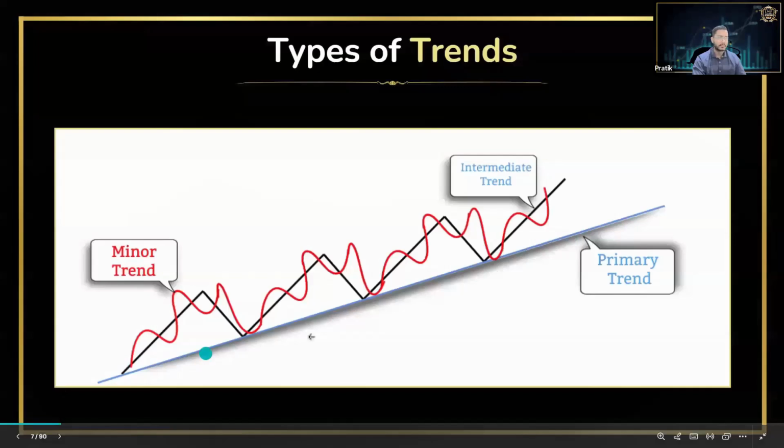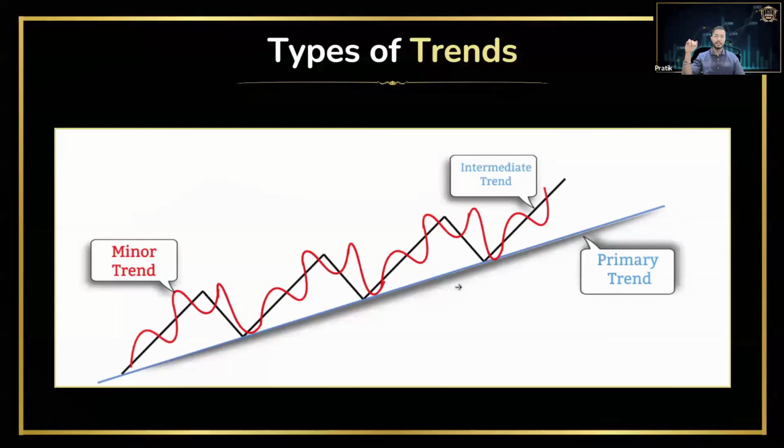This blue line is called the primary trend. That means, is the stock going up or what? Is it going up? Primary, is it going up? Then this black line is called the secondary intermediate trend, and the smaller trend is the minor trend. Let me quickly explain how it looks.